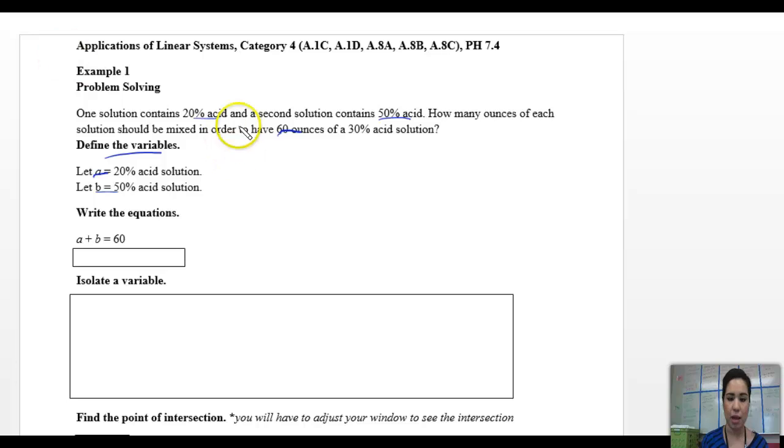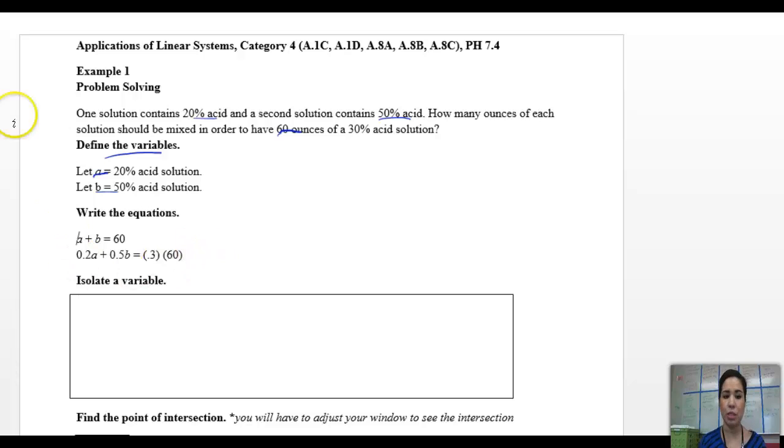Now, how did we get that? We know that you need 60 ounces. Because A you don't know and B you don't know, you just know that they have to add up to give you 60. And then the second equation we're going to come up with: how can we get a 30% solution of acid?